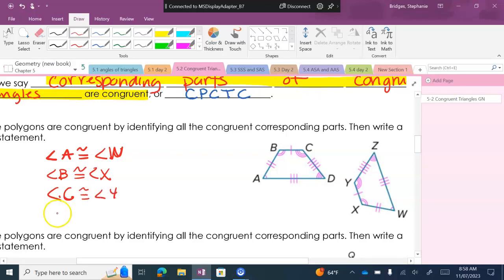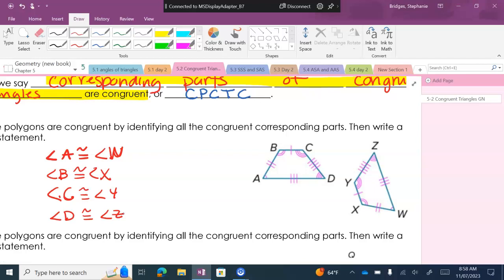And then the last angle, angle D, is going to be congruent to what angle in the other picture? Z. Angle Z. Okay. Make sure you put your angle symbols in front of them so that I know that you're referring to the angles. Okay, so we've got half of this done.